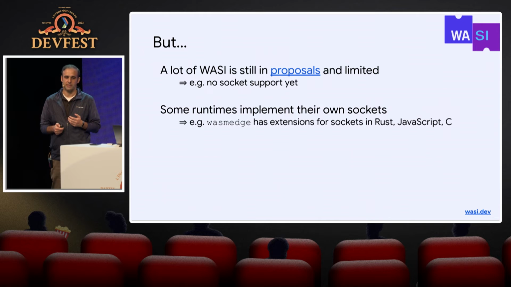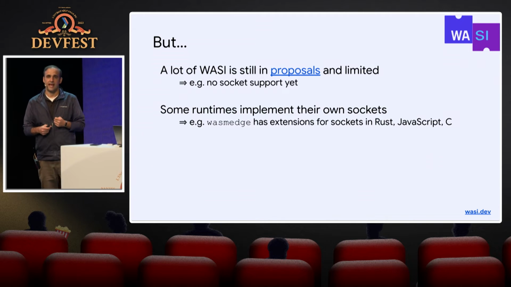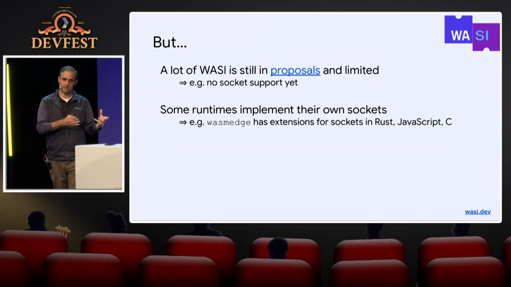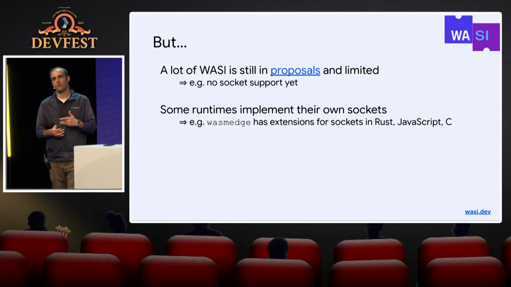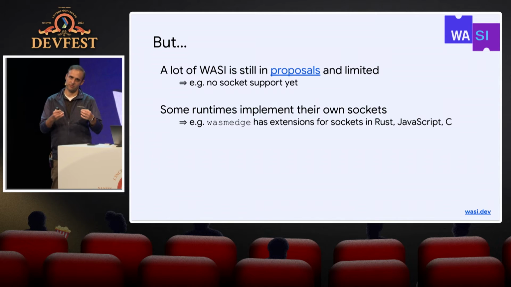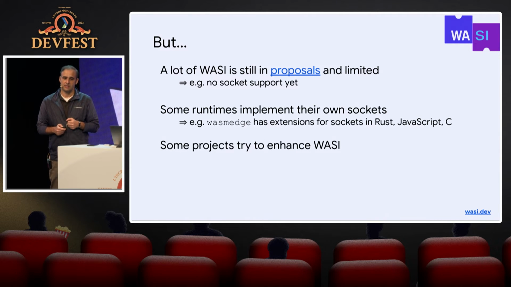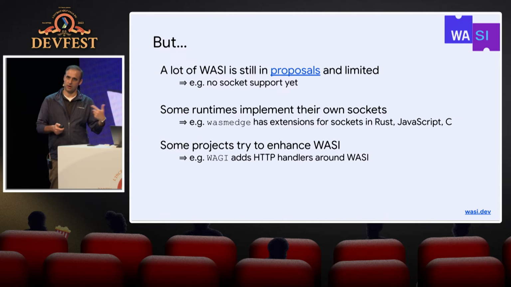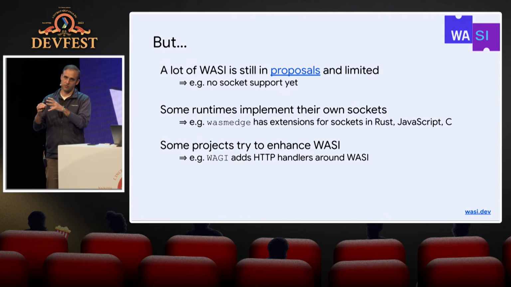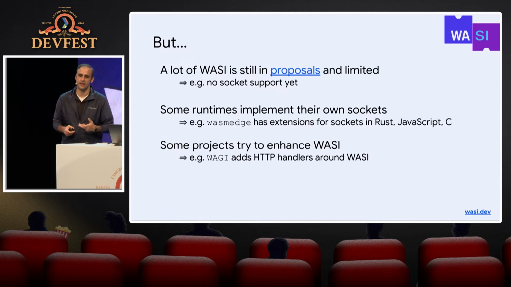For example, the WasmEdge runtime has extensions for sockets, so you can use sockets with WasmEdge. But these extensions only work for Rust, JavaScript, and C. So it's, again, a very, very small subset of languages. Similarly, there are some projects that try to enhance WASI. For example, there's a project called WAGI, which I'll talk about next. And WAGI tries to add HTTP handling around your Wasm modules. That way, your Wasm module doesn't have to understand HTTP or sockets. It can just do its work. And WAGI does the HTTP handling in and out of your module. And I'll show you an example of this later.